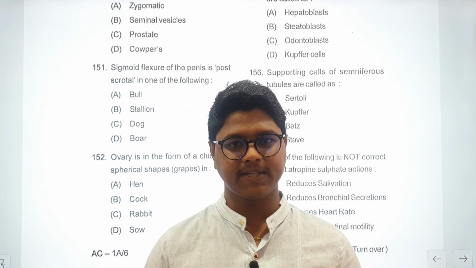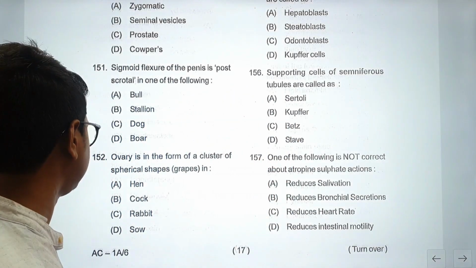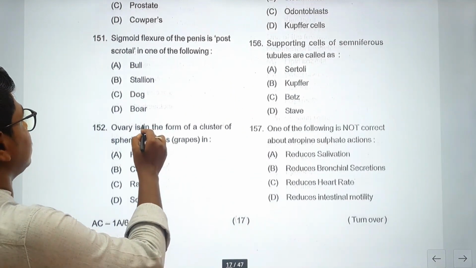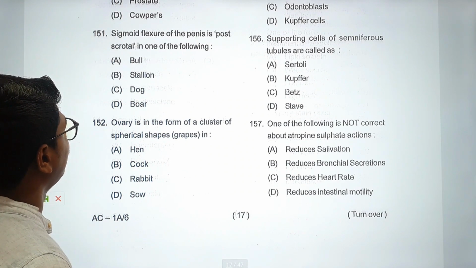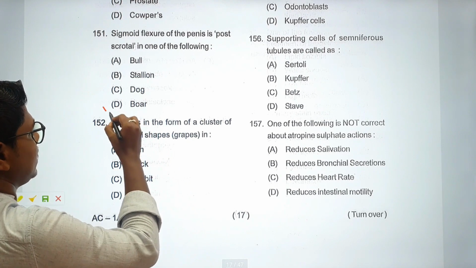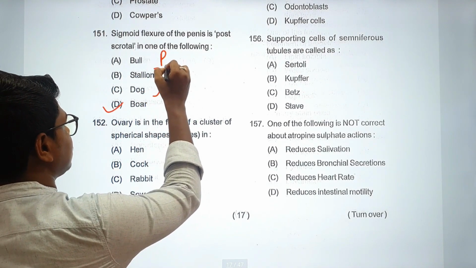The 2017-18 paper, from question number 151 to 200, the last 50 questions. Question number 151. Sigmoid flexure of the penis is post-scrotal in boars. Okay, in stallion and dog it is absent. In bull it is pre-scrotal.